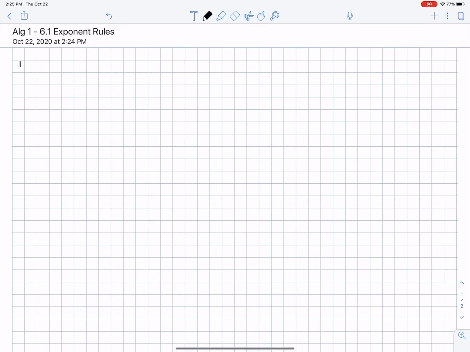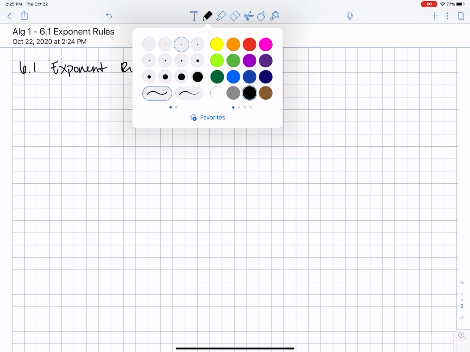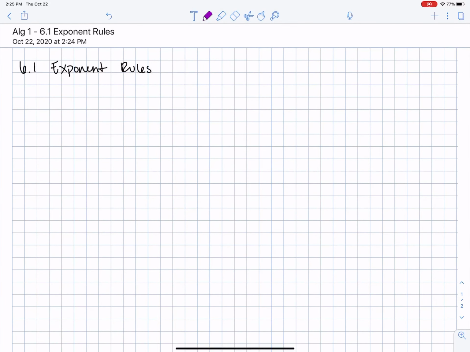Hello there, Algebra 1. Today in class we went over section 6.1, which is all about our exponent rules. So today we're going to take a peek at these again, and then we're going to do a few practice problems with them. One of the things we talked about, of course, is anything to the 0 power.